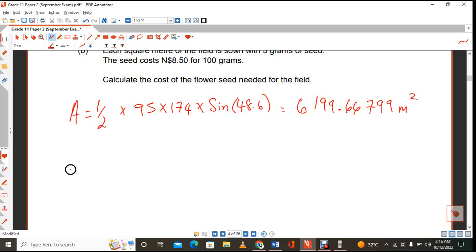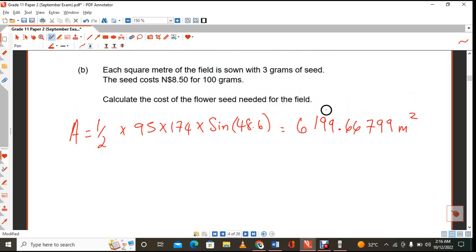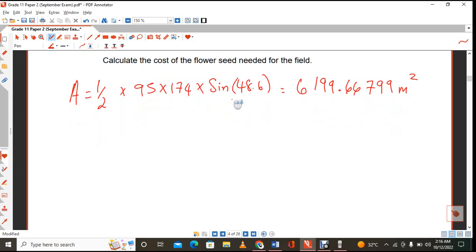And why is this important? We also now know that each square meter of the field is sown with 3 grams of seed, and the seed costs $8.50. So what you're going to do is take that answer.